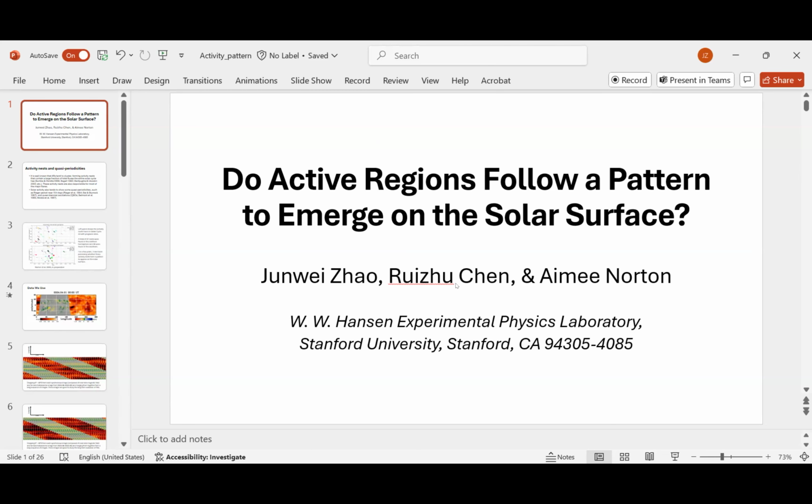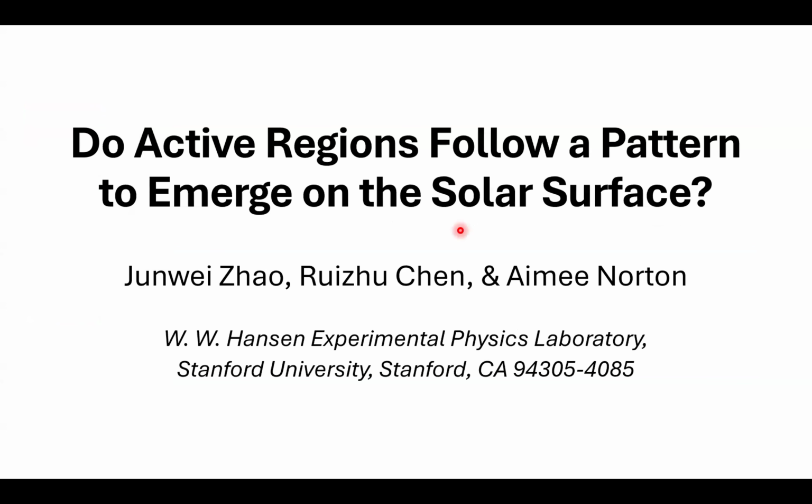Okay, so, do active regions follow a pattern to emerge on the solar surface? This work has contributions from Raju Chen and Amy Norton, both from Stanford University.